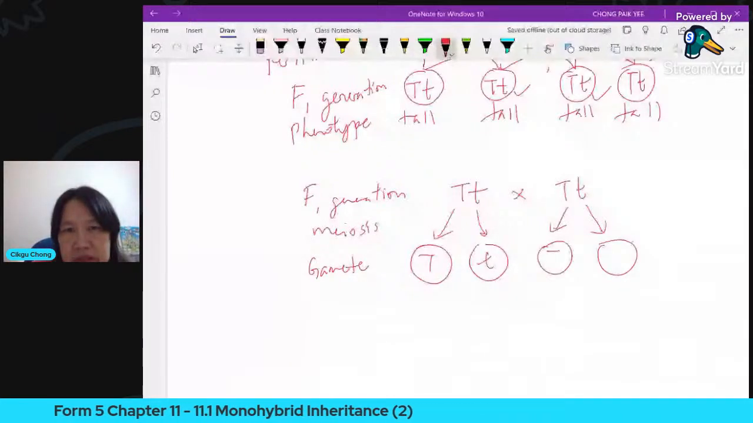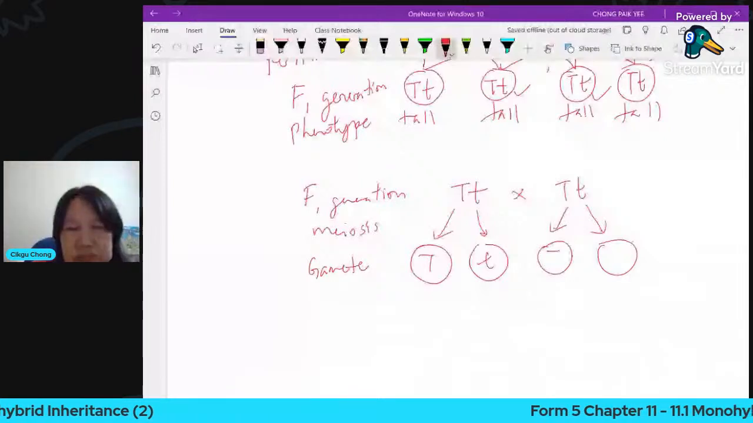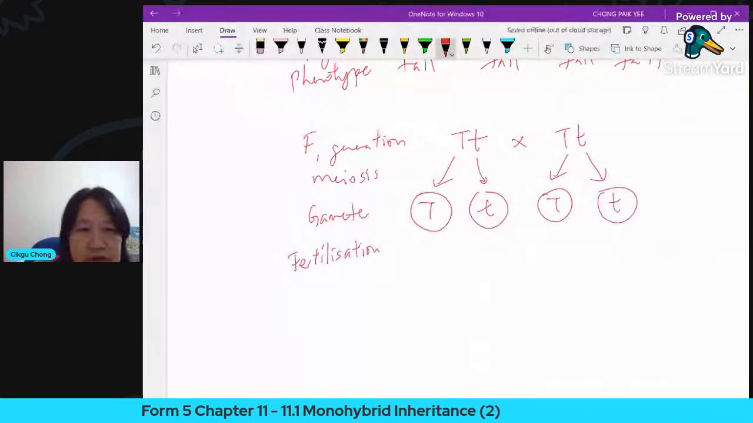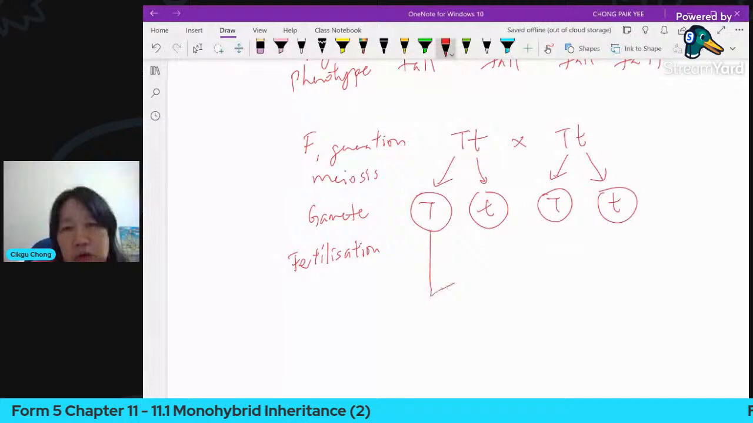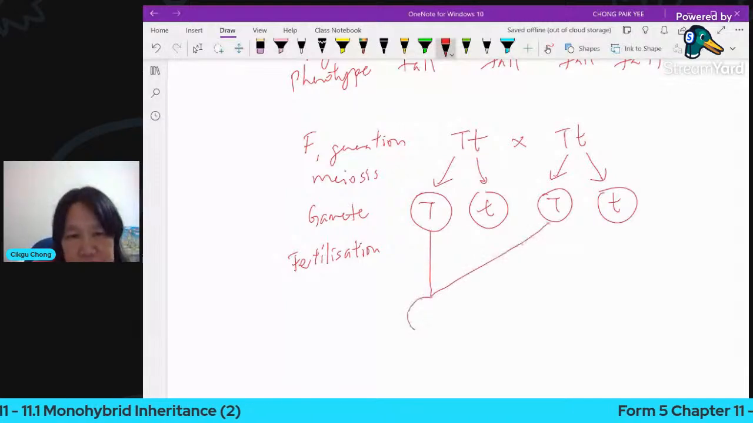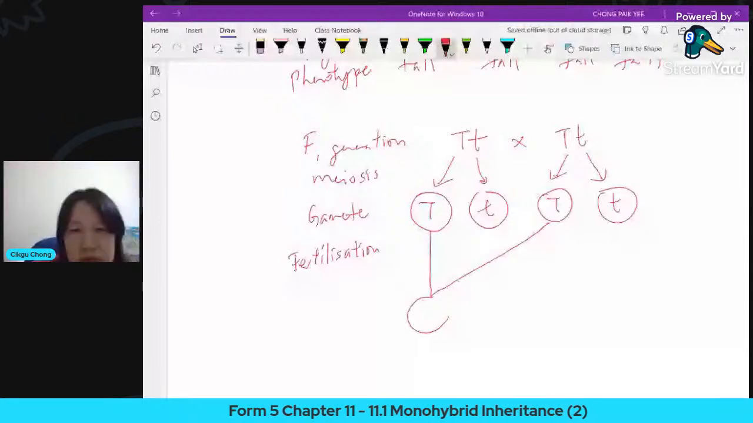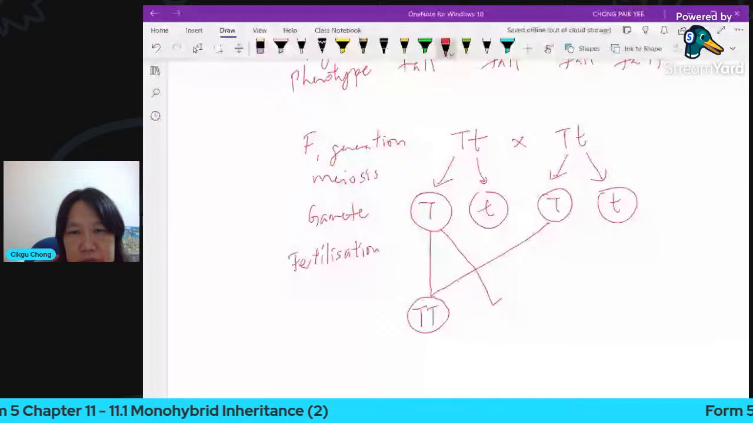Next, you got to show your fertilization between the gametes. So you write here fertilization. What you do is always do single one by one. 1, 3. Draw first. Don't go and do all the lines, you will combine wrongly. Capital T, capital T. Then 1, 4. Capital T, small t. Then 2, 3.